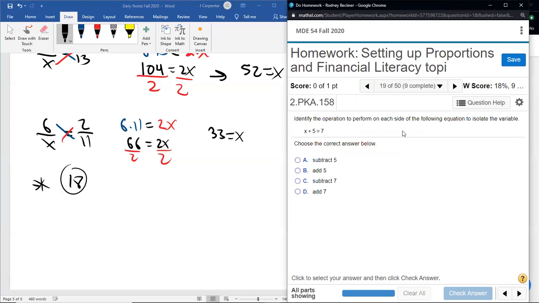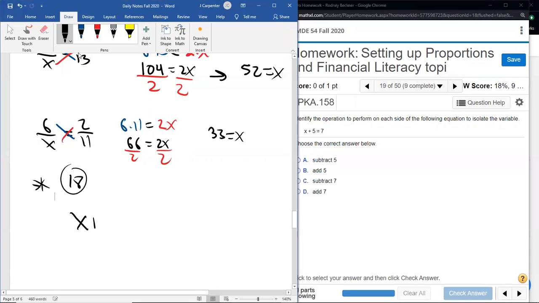All right. Identify the operation to perform on each side of the following equation to isolate the variable. X plus 5 equals 7. So this is what I was talking about a couple minutes ago. When we have the proportions, when we saw 2 times X, the opposite of multiplication is division, which is why I chose to divide 2 on both sides. Same with the previous example, just coincidental numbers. This one, what we've got is X plus 5 equals 7. And the main idea of algebraic equations is to isolate the variable. You're trying to get this thing by itself.